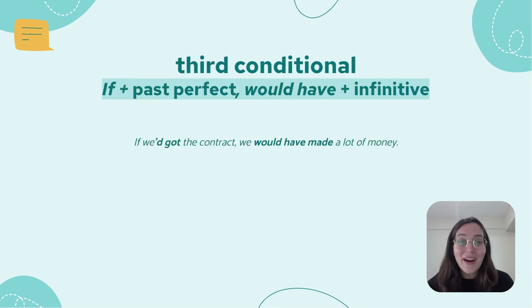Why? Because with the third conditional, I am projecting backwards, let's say. I am thinking of hypothetical situations based on a situation that's not real, that's past, and can't change it now. So we didn't get the contract. So perhaps we didn't make that much money. If we'd got the contract, which we didn't, we would have made a lot of money.